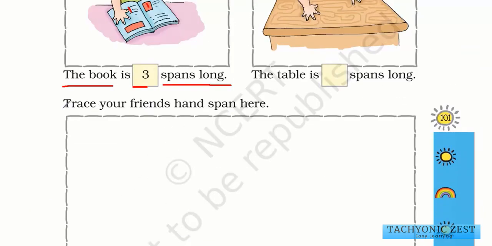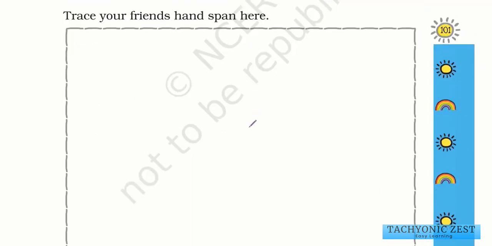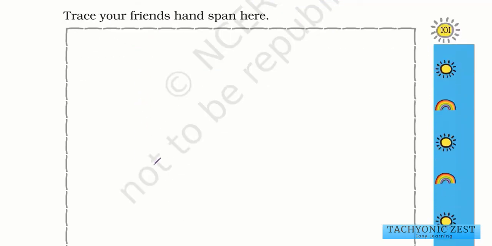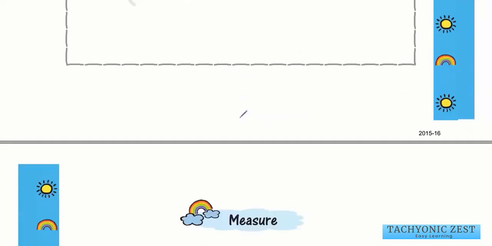Here it is written, trace your friend's hand span here. So you can place your friend's hand on this paper, ask him to stretch his fingers, and using a pencil you can draw from the tip of his thumb finger to the tip of his little finger, and you can draw that span here. So in this it is asking to do that. Please go ahead and do it with your friend.